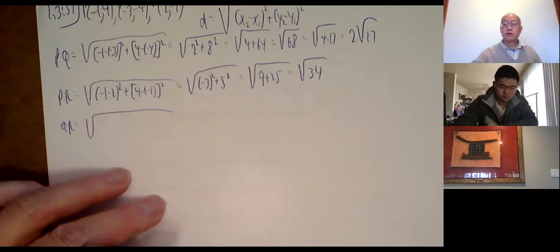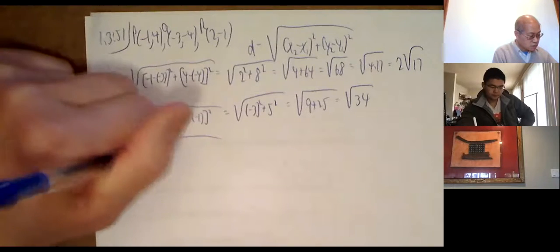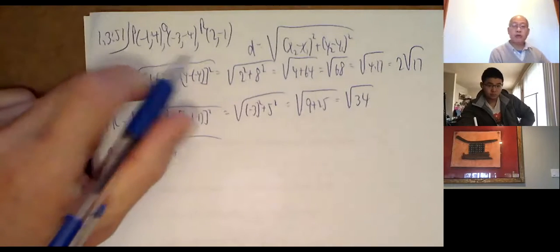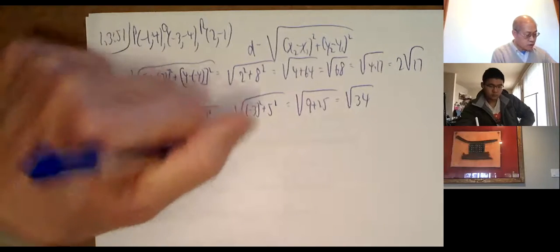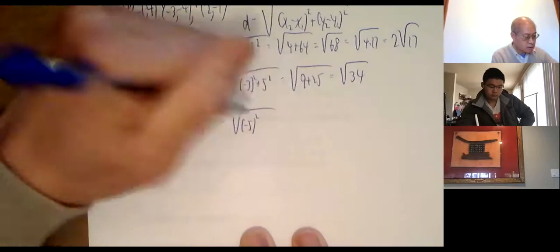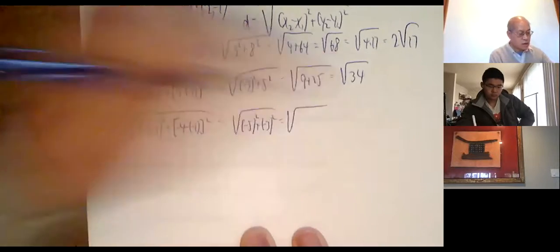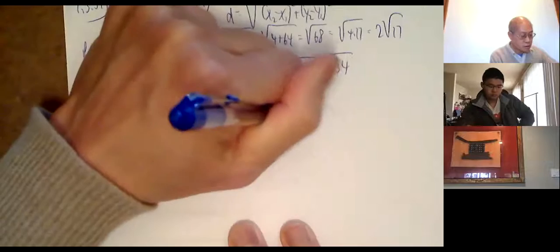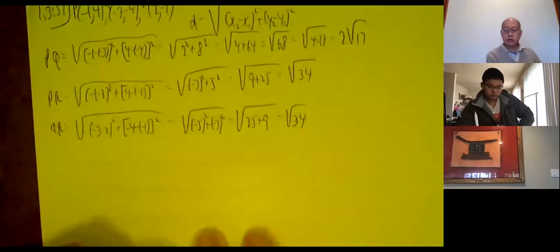And then the distance from Q to R. How far is it from Q to R? It's here to here. So negative 3 minus 2 squared, and then negative 4 minus negative 1, a lot of negatives, squared. That's negative 5 squared and negative 3 squared. So that's 25 plus 9 equals radical 34. Okay, so those are the distances.